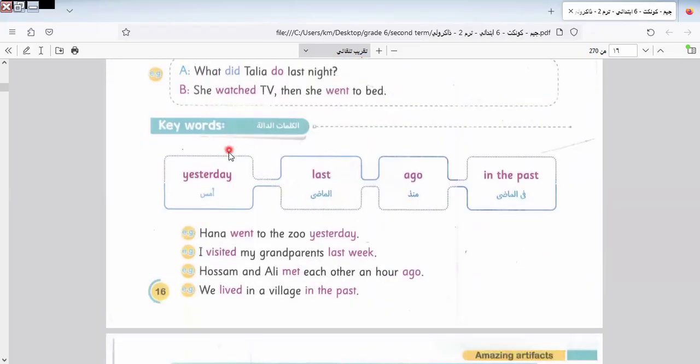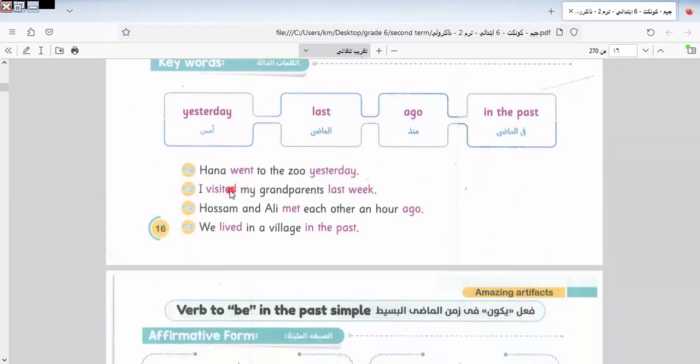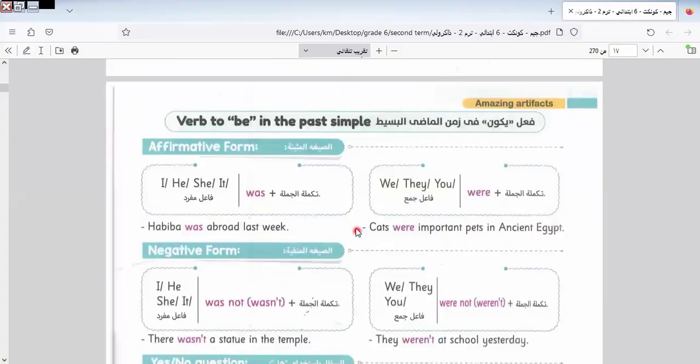Here we have the keywords of this tense. They are yesterday, last, ago, in the past. Let's continue the rest of this lesson. Hannah went to the zoo yesterday. I visited my grandparents last week. Hussein and Ali met each other an hour ago. So here we have yesterday, last, ago. We lived in a village in the past.